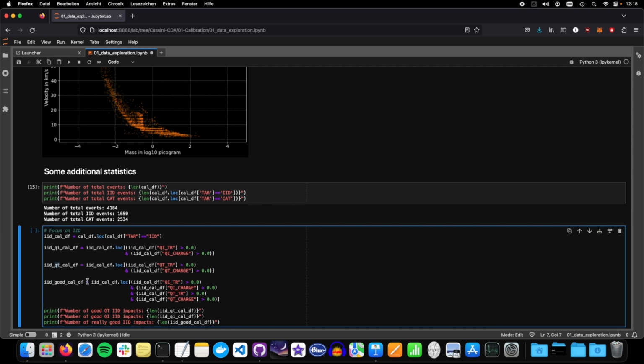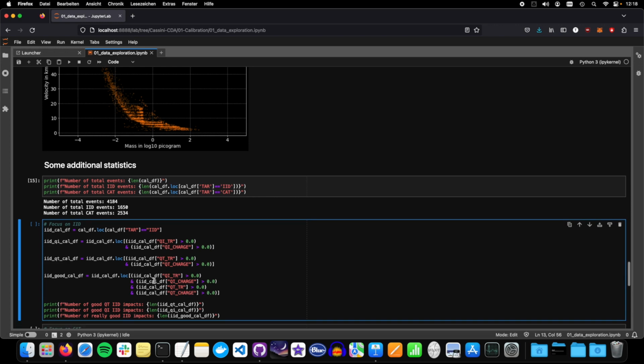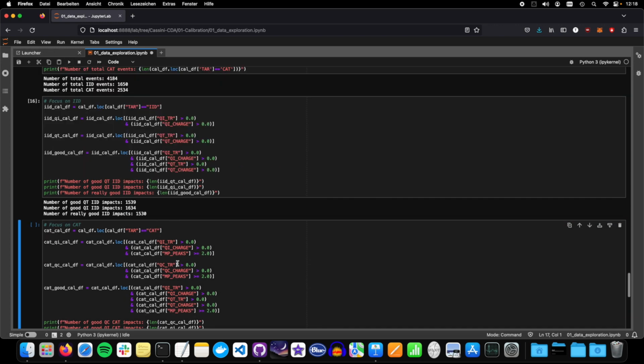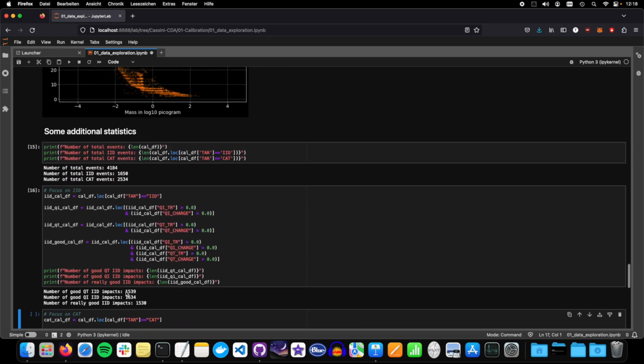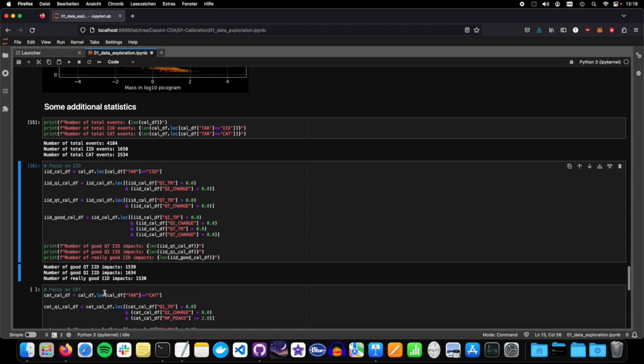And then I was also checking, okay, let's see if we have particles with a QI rise time and charge larger than 0, and also a QT rise time and charge larger than 0, just to get some statistics. And then you see here we have in total 1,500 particles, let's say good impacts where we can do, I would say, good calibration work later on.